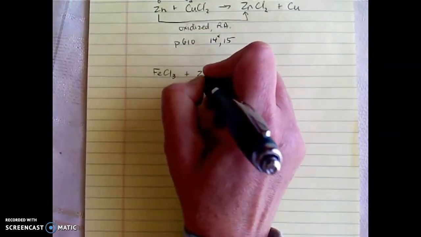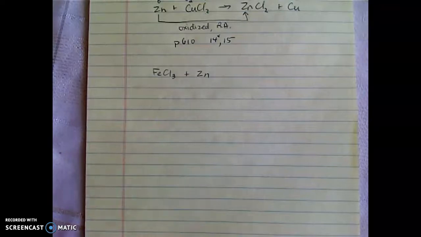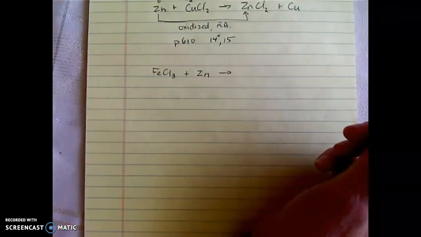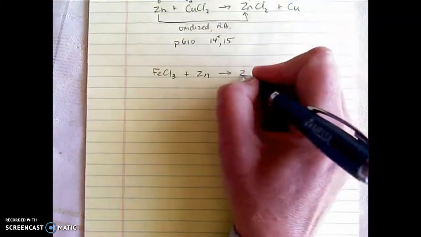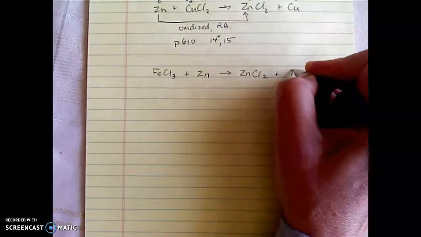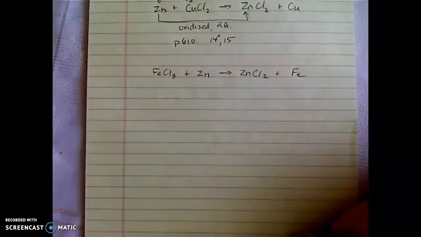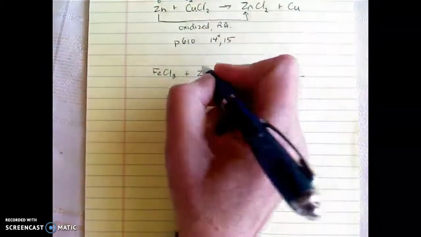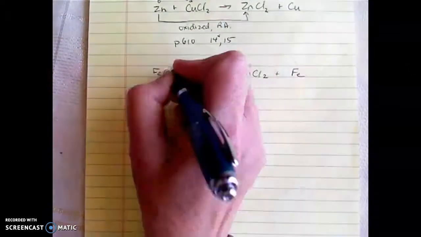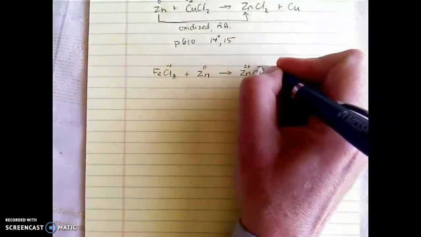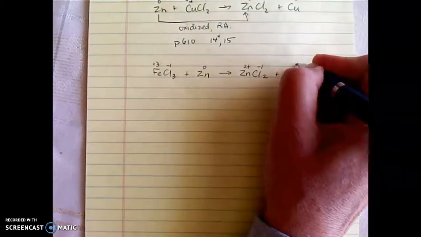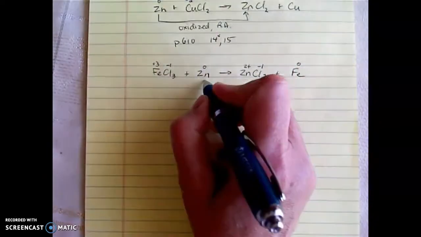So if we take FeCl3 plus zinc, that's a single replacement reaction, so I know it is a redox reaction. And we will get zinc chloride and iron. So again, go through, check your oxidation numbers. This is 0, it becomes a 2 plus. This will be a -1, this will be a -1. Here iron is a +3, and here iron is 0. And so we can see the changes here.